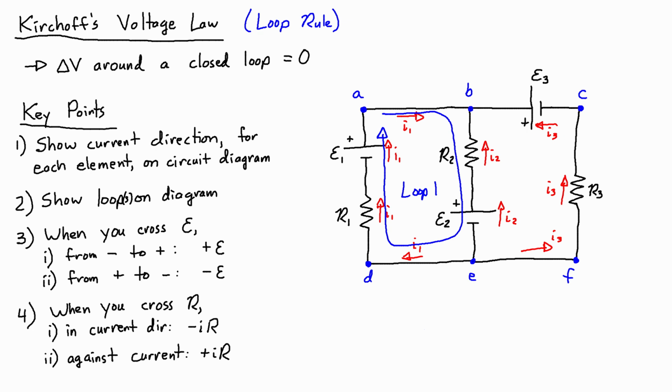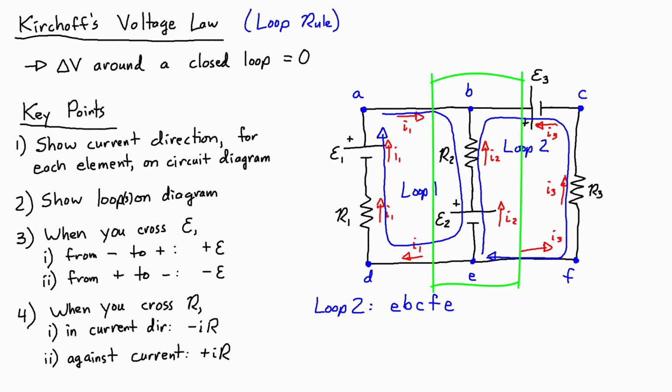So for the second loop, I'm going to start at E, and I'm going to again go clockwise and end up back at E. So this would be loop 2. If I'm using the labeled junctions, then I start at E, I go up to B, across to C, down to F, and then back to E.